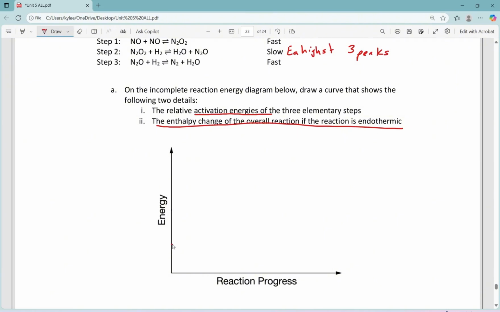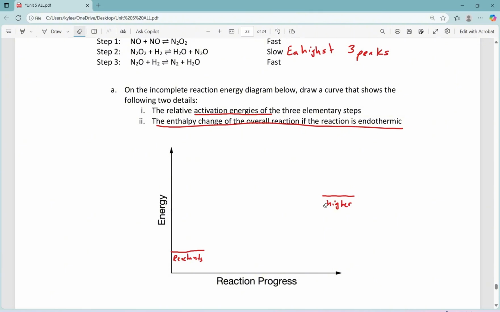I would start here with my reactants. See if I can draw that better. And it says that the overall reaction is going to be endothermic. So if this is my reactants, that means that I'm going to make my products end higher. I meant to write products. So that shows an overall increase in energy, which means the reaction had to absorb energy to happen.